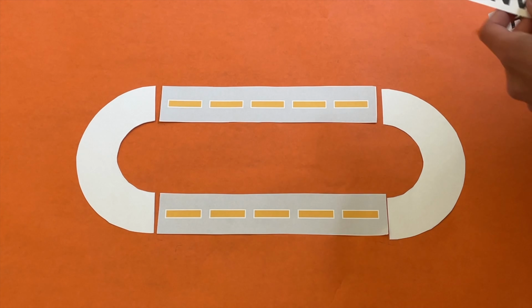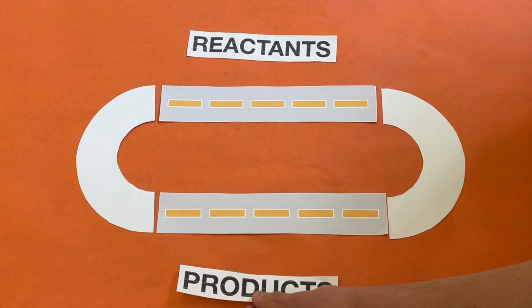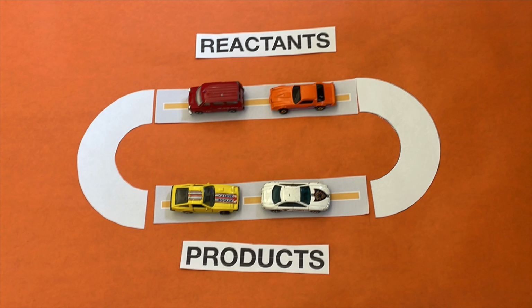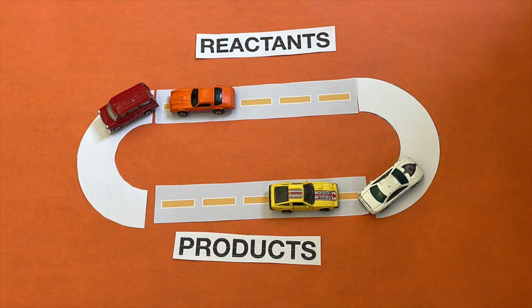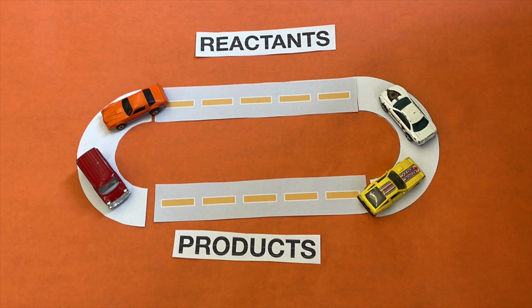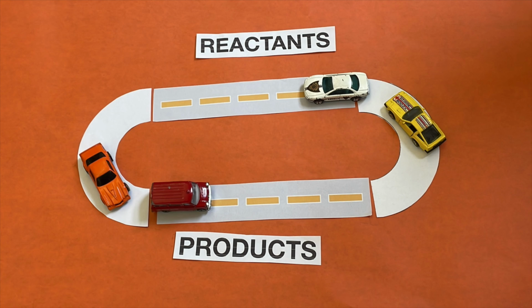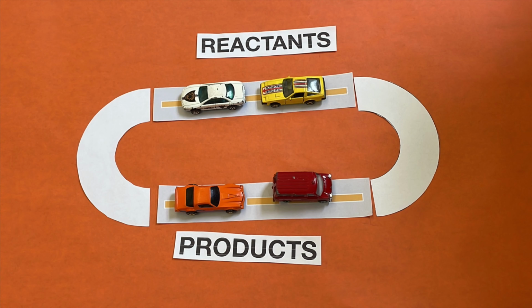Say we have a racetrack with one side being labeled reactants and one side being labeled products. So say there's two cars that start on each side. As the cars on the reactant side move to the product side, the cars from the product side move to the reactant side. At all times, there's two reactant cars and two product cars.